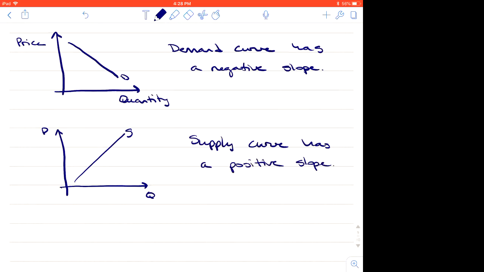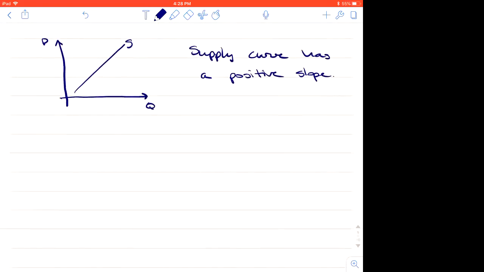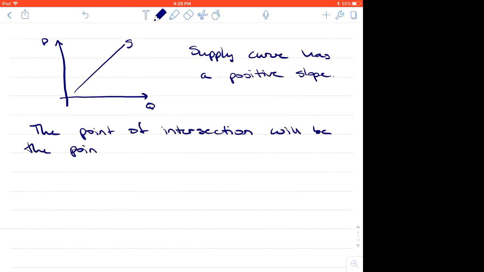So we said last day that the point of intersection, that's the point of equilibrium. Okay. So the point of intersection will be the point of equilibrium. The point of equilibrium.